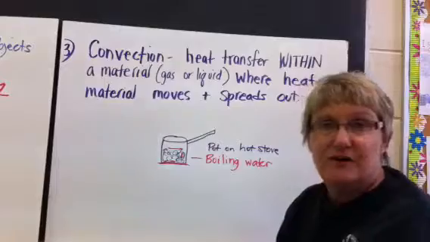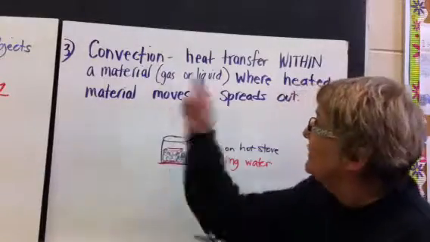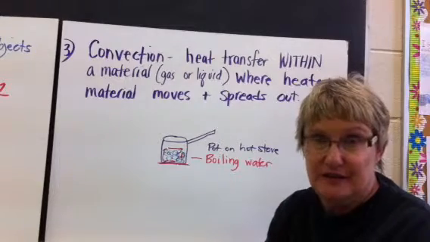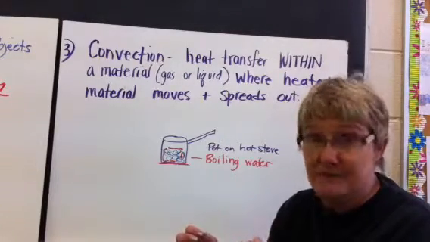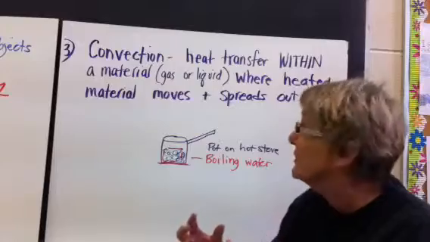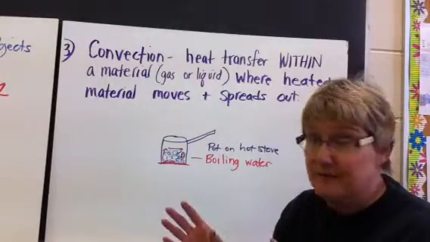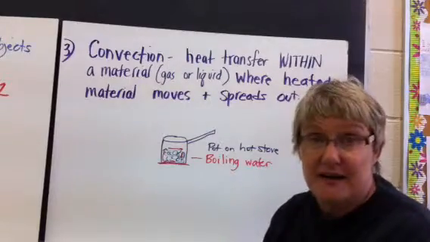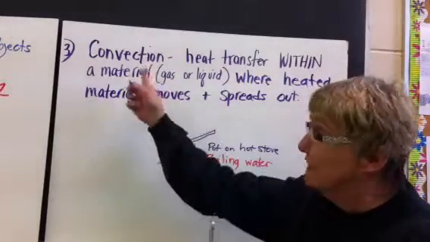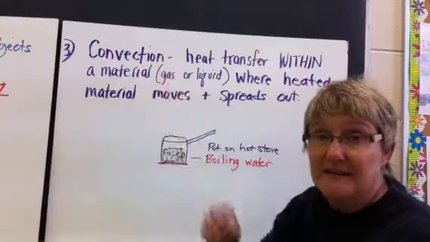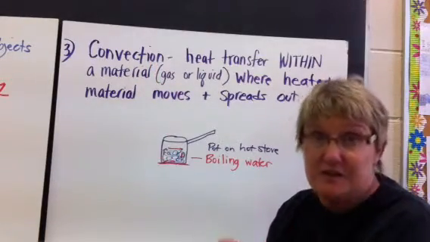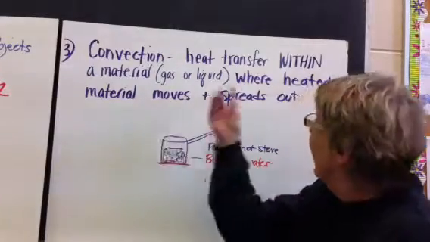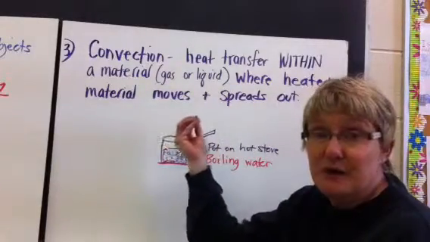The last type of heat transfer is convection. And convection is a heat transfer within a material. It's within a material, not between two. It's within a material, either a gas or a liquid, where the heated material is moving around and spreading out. So, convection is, there's a heat transfer within the material. The material is either a gas or a liquid, and the heated material is going to move around and spread out.